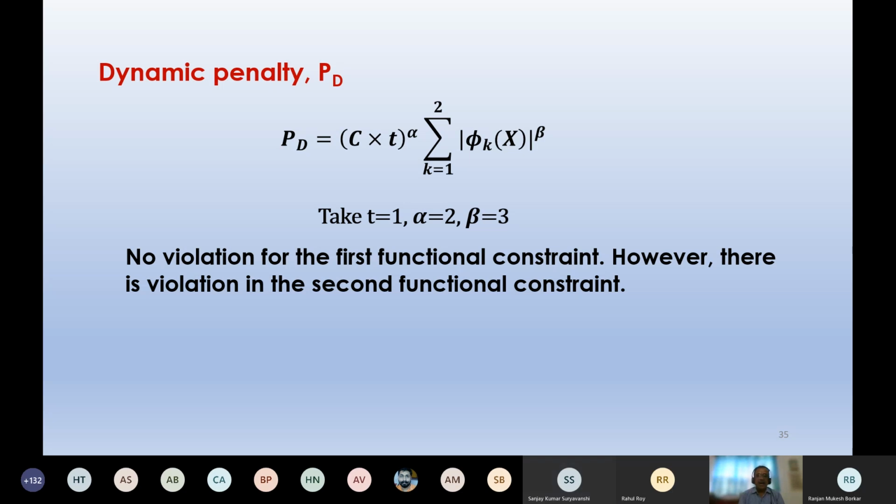Alpha and beta, alpha generally we take more than 1. These are all thumb rules. You can take 1.5, 2, 2.5, and beta is also taken either 2 or more than 2. It should be greater than 1. Okay. Thank you.